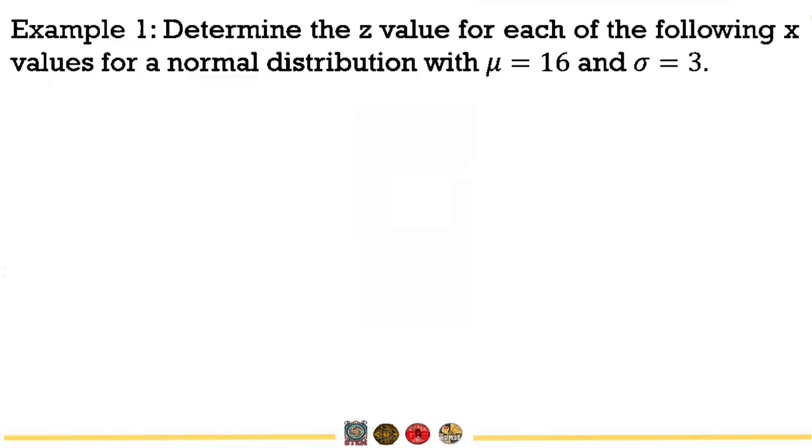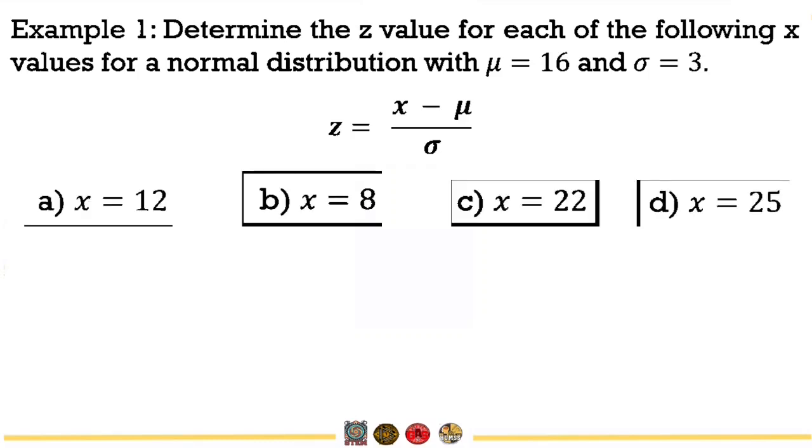Example number 1. Determine the z-value for each of the following x values for a normal distribution, with mu, the mean, equal to 16 and standard deviation sigma equal to 3. Okay, so here is the formula: z is equal to x minus mu over sigma. Letters A, B, C, D. So here are the raw data, or the x values. Letter A, x is equal to 12. Without using your calculator, just by inspection, can you solve?